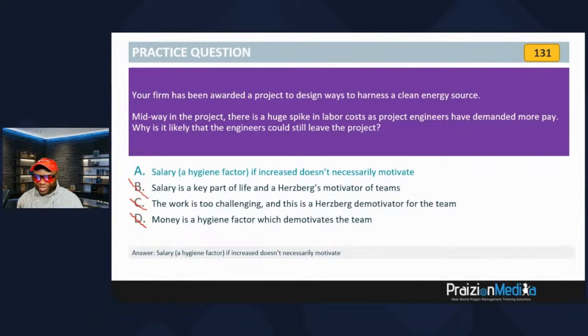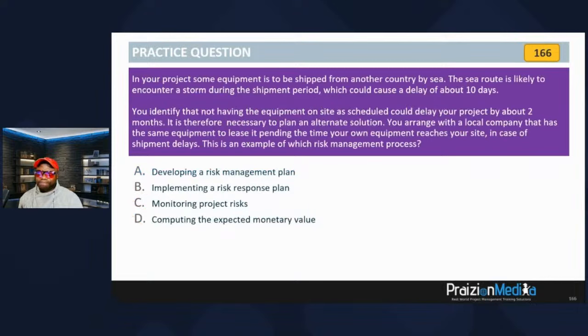We're almost done for the day. Just hang in there. We're going to take a look at a question from Risk. In your project, some equipment is to be shipped from another country by sea. The sea route is likely to encounter a storm during the shipment period, which could cause a delay of about 10 days. You identify that not having the equipment on site as scheduled could delay your project by about 2 months. It is therefore necessary to plan an alternate solution.